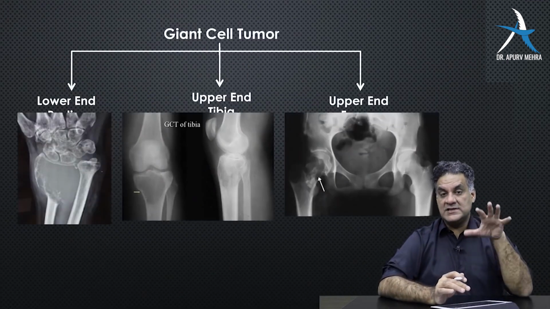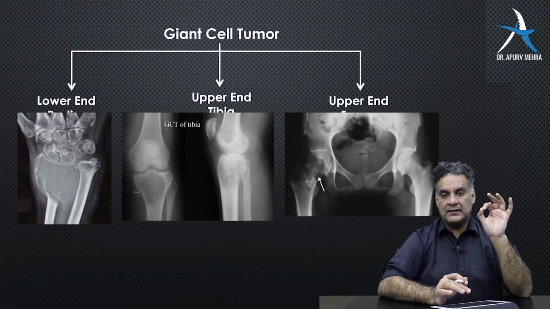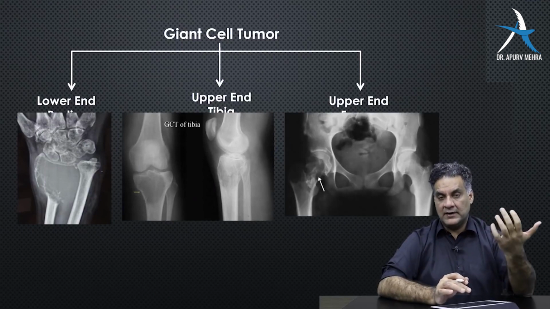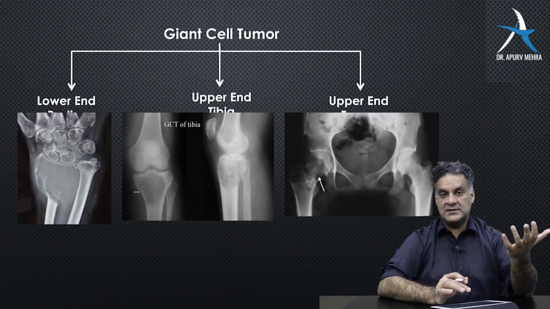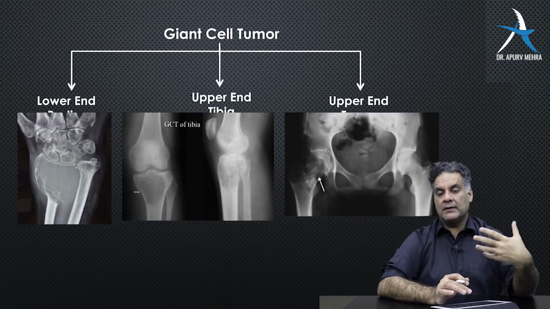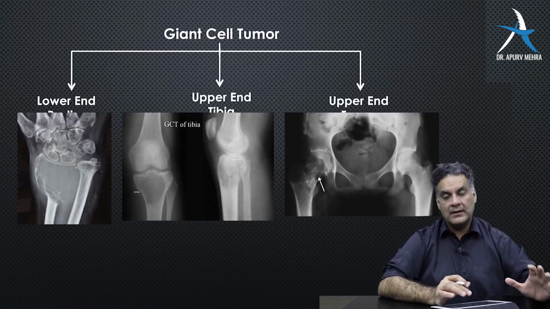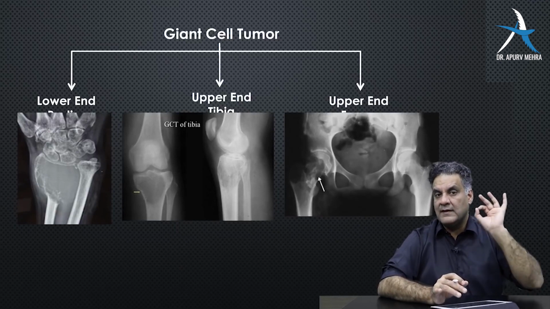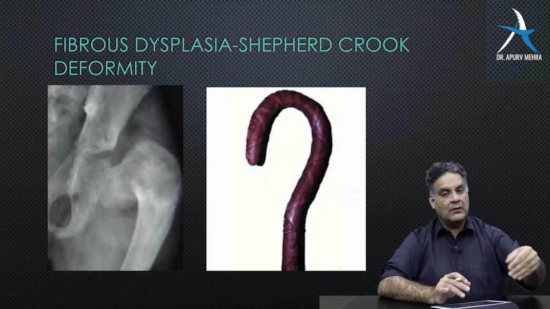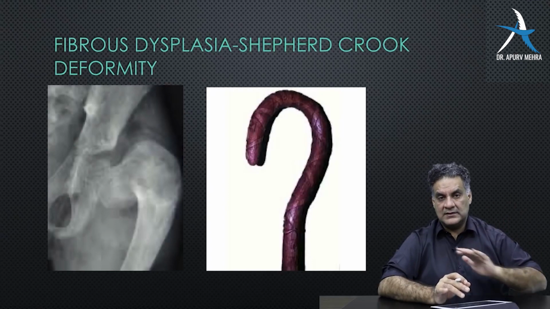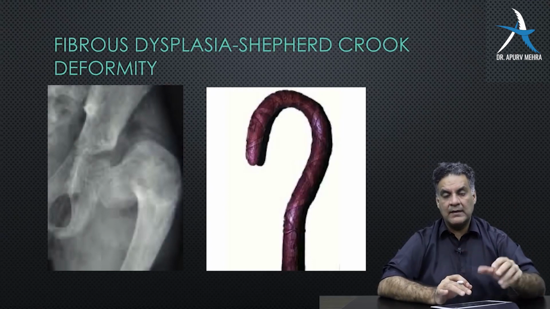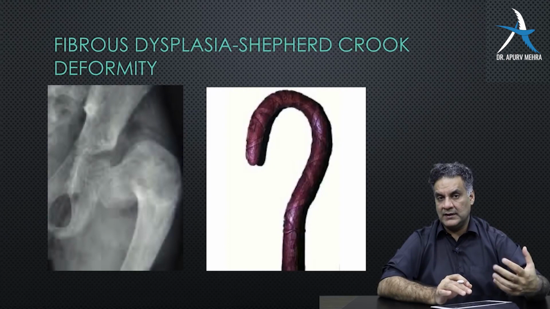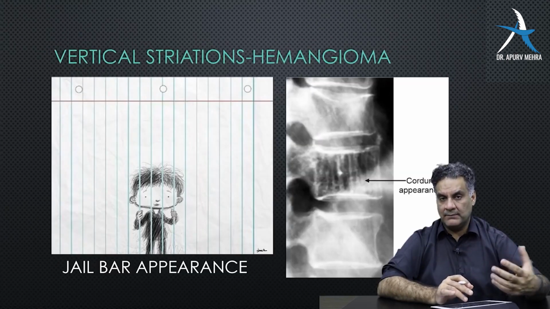When you look at the GCT, classical site is lower end femur, but the other sites are the lower end of radius, which I told you, tumor of lower end radius is GCT till proved otherwise. It can go at the upper end of tibia or upper end of femur. All these images have come. It's the only tumor which can go close to the cartilage, up to 1.5 centimeters of the cartilage. When the upper end of femur changes shape like the stick of a shepherd, it's called shepherd's crook deformity. Disease is fibrous dysplasia.